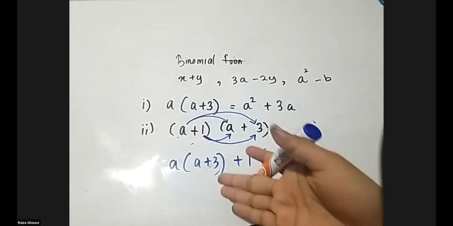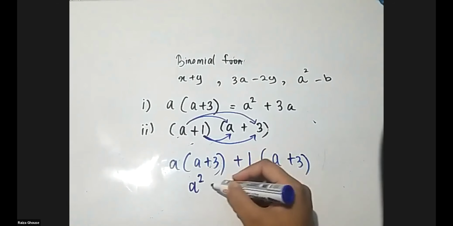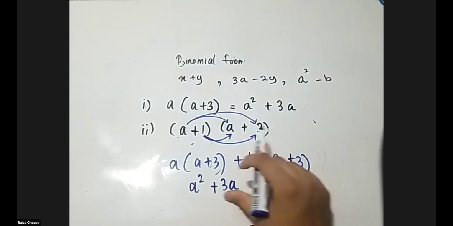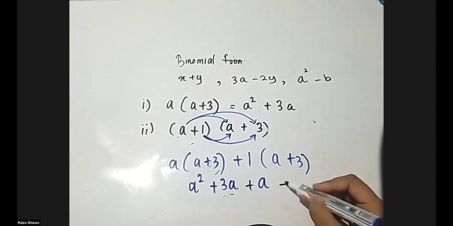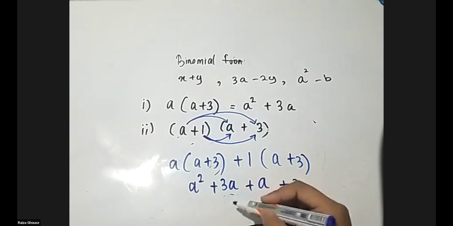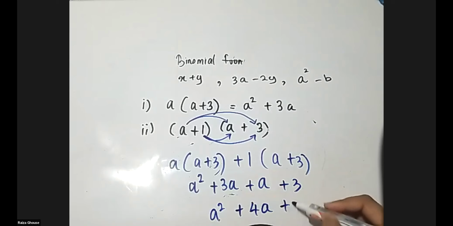This is what you did in third question part A. Solve. A into A is A squared, 3 into A is plus 3A, 1 into A is plus 1A, 1 into 3 is plus 3. Like terms are here, so you can add them. You are getting 4A plus 3. Is this clear?